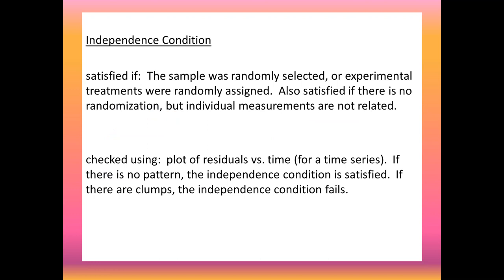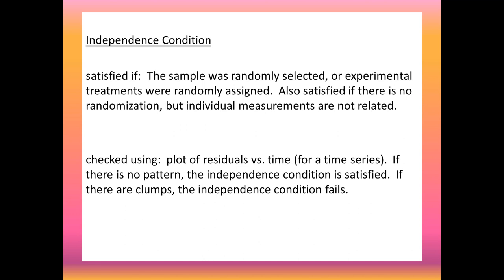It's taken care of as long as there's some kind of randomization, either a randomly selected sample or experimental treatments being randomly assigned. Anything where there's randomization, that's going to take care of the independence. If it's not something where there's randomization, which largely would mean if you have a time series, then you want to check the plot of the residuals versus time and look for clumps.